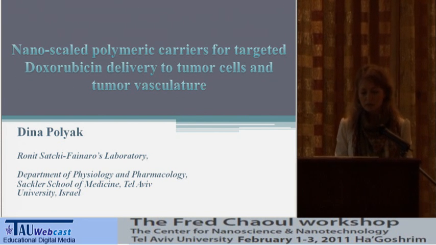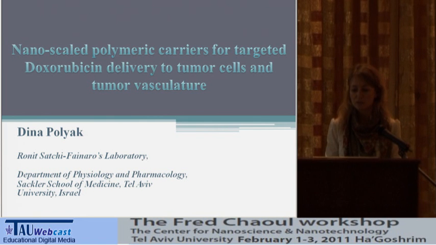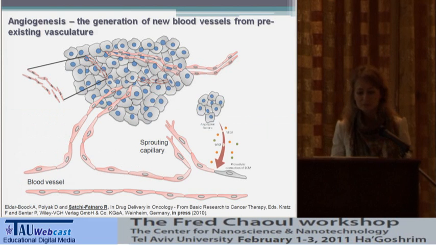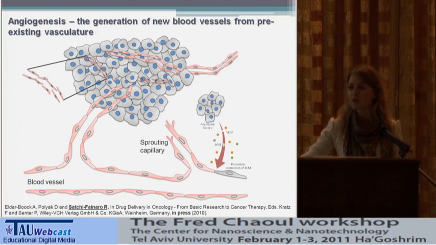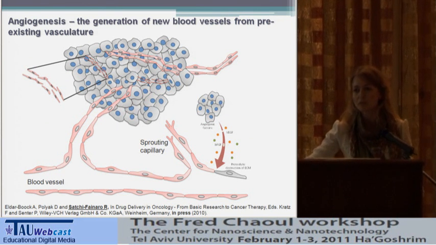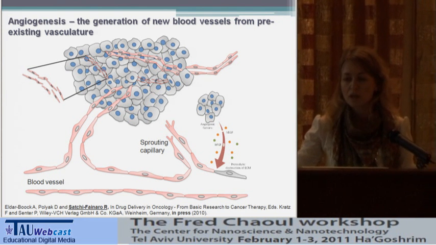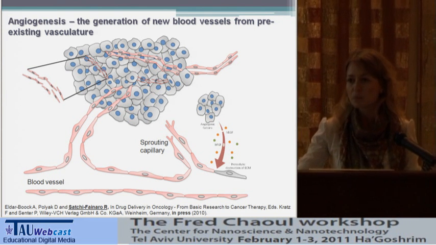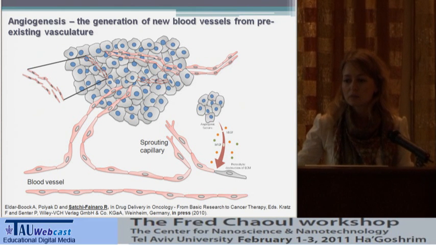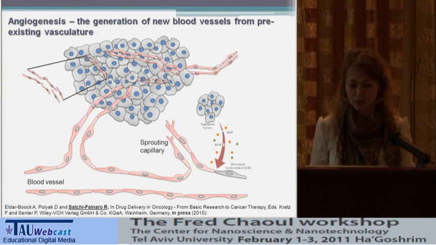I will present today our work on nanoscaled polymeric carriers for targeted doxorubicin delivery to tumor cells and tumor vasculature. The formation of new blood vessels from pre-existing vasculature is called angiogenesis. This process is crucial for tumor growth, progression, and metastasis. The newly formed blood vessels are hyperpermeable with disorganized pathology. This, together with poor lymphatic drainage, allows passive accumulation of macromolecules in tumor tissue.